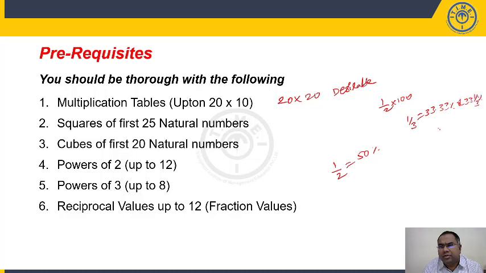So all reciprocal values up to 1 by 12, including their multiples 2 by 12, 3 by 12, 2 by 7, 3 by 7. Right, this is not the session to discuss this. Already we have discussed this in other sessions. You can watch those videos, students.